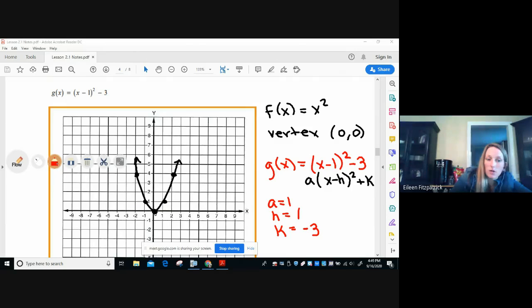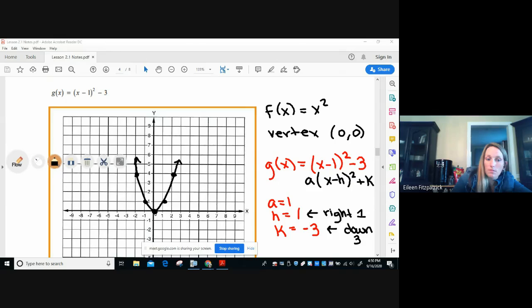All right, so from that information, since my a value is just a 1, there's no vertical stretch or shrink, it didn't flip up or down. H value being a 1 means it moved right 1 unit. And my k value being a negative 3 means that it moved down 3 units.